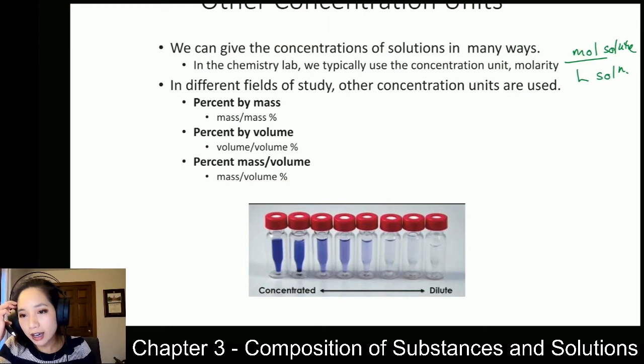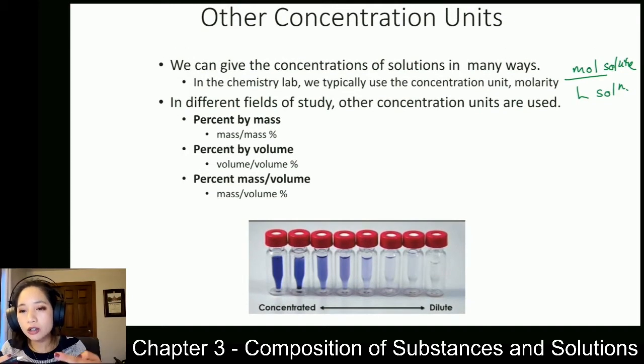How can we convey more concentrated solutions versus less concentrated, or more dilute, solutions? That's all based upon how much solute is dissolved in your solution. So that's the basis of these other concentration units: how can you convey how much solute is dissolved in the solution? Other fields of study, like engineering, agricultural businesses, and the medical field, oftentimes use different concentrations. Those other units are percent by mass, percent by volume, and mass by volume.